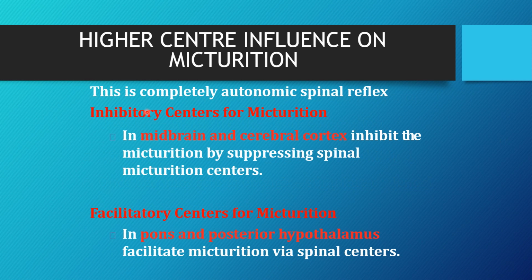And now the higher center influence on micturition. We have seen till now the normal process of micturition without any higher center influence. If there is higher center influence, what is happening? This is completely an autonomic spinal reflex. The inhibitory centers for micturition are present in the midbrain and cerebral cortex, which inhibit micturition by suppressing the spinal micturition centers. And facilitatory centers are present in the pons and posterior hypothalamus, and these facilitate micturition via spinal centers.